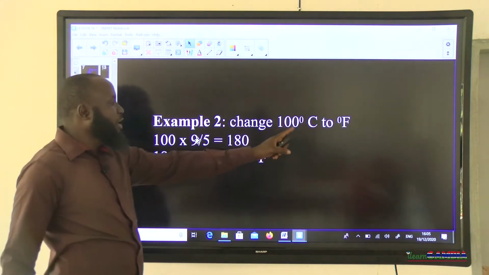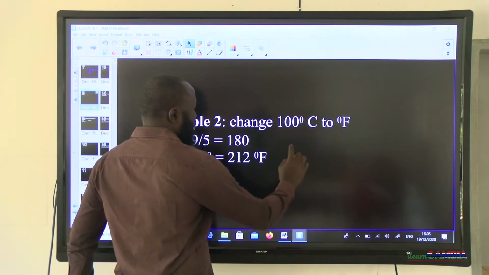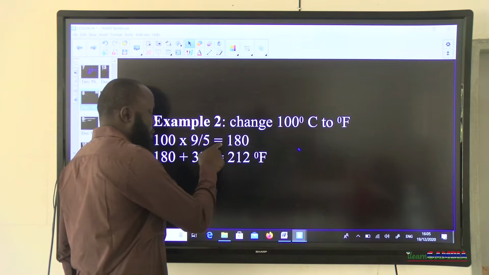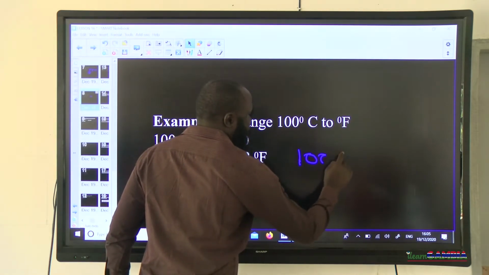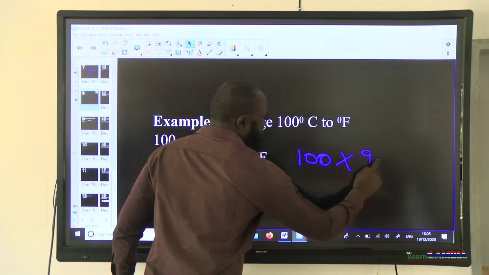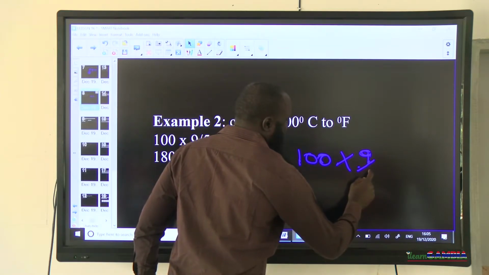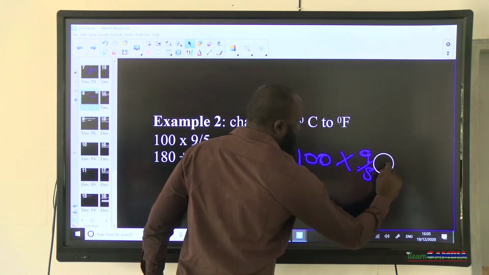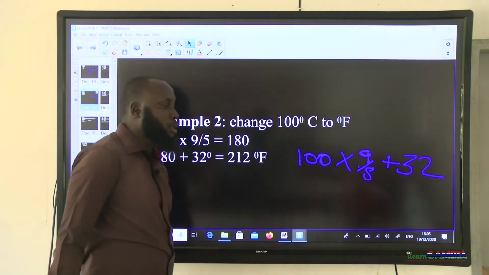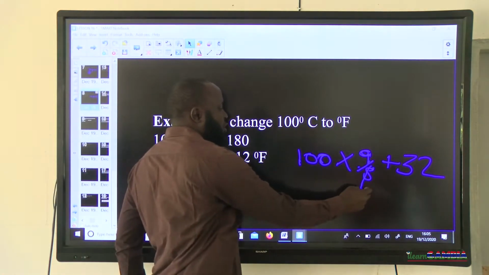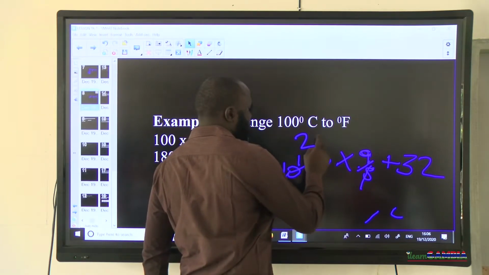Example 2. Change 100 degrees centigrade or Celsius to Fahrenheit. Still, we are going to do the same thing. It's going to be x times 9/5 plus 32. And this is going to be 100 times 9/5 plus 32. This is it. Now let's simplify this one also and see. 5 into itself, 1. Into 100, this will be 5 into 10, 2 times. The 0, 0. So that's 20 times.